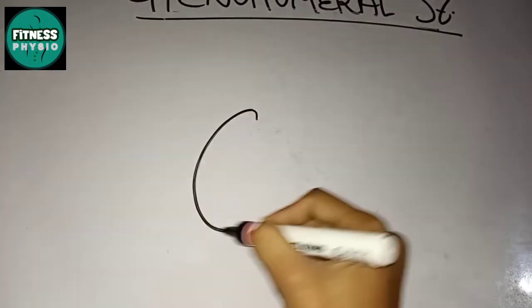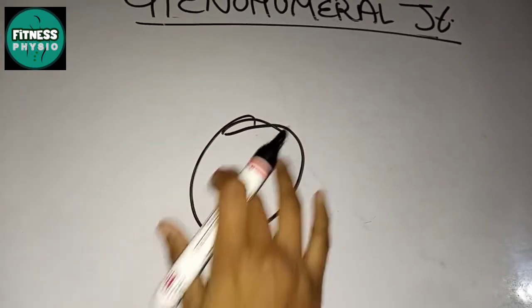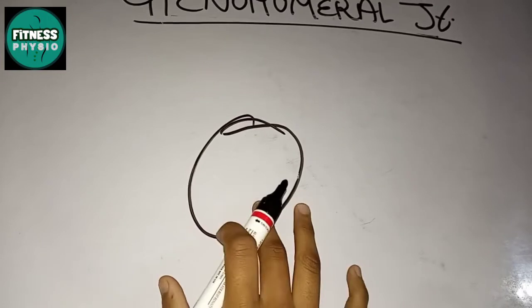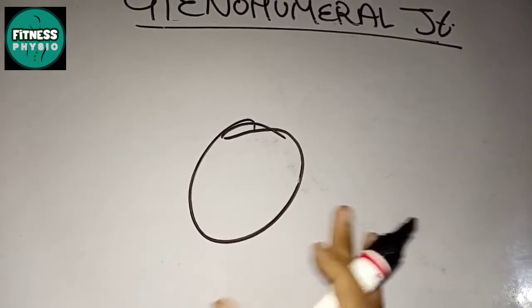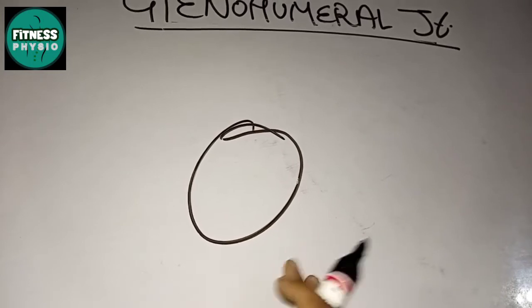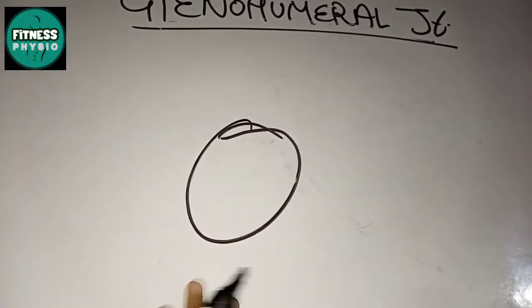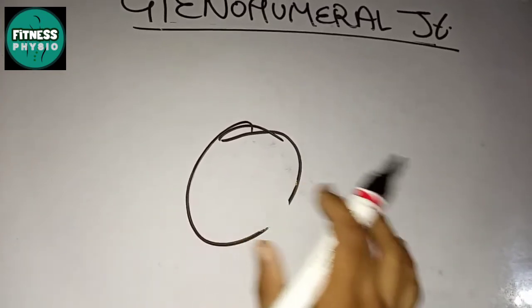So let's suppose this is your glenoid cavity. You are seeing this from the interior side, so it is something like this. It is not so concave that it makes your joint stable. It is a shallow structure, which means it has less concavity. So which structure is making this glenoid fossa more concave?